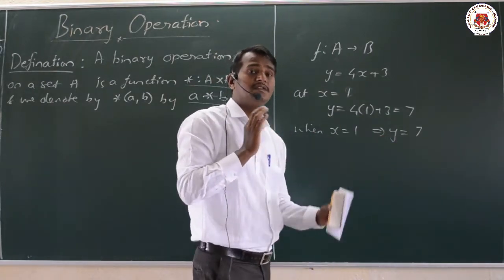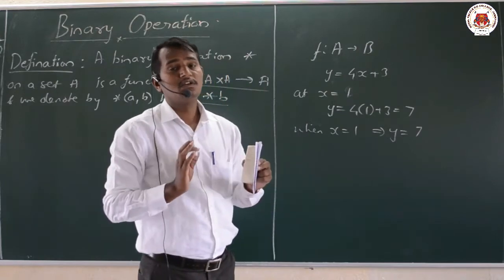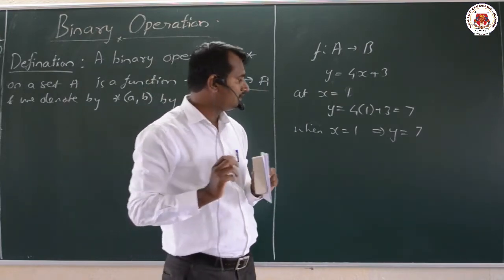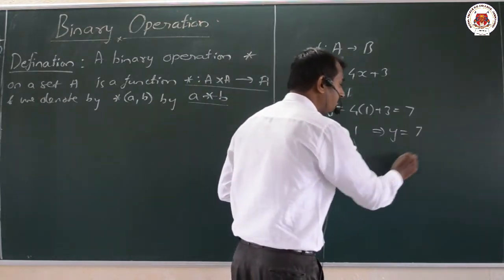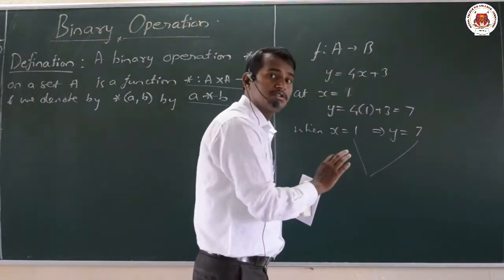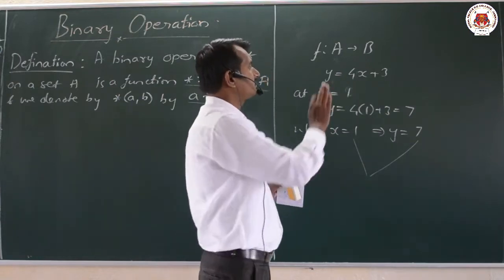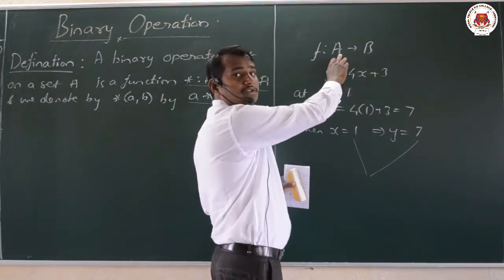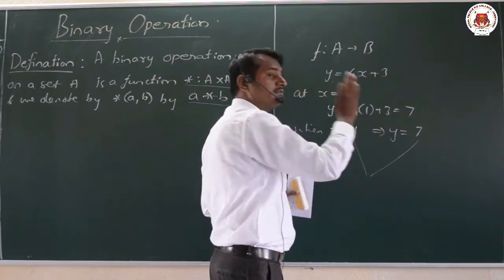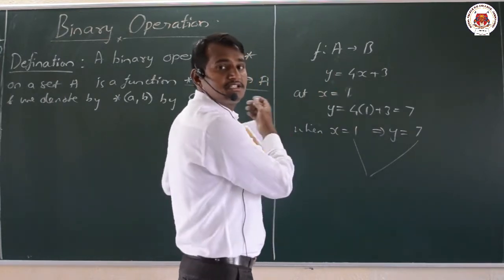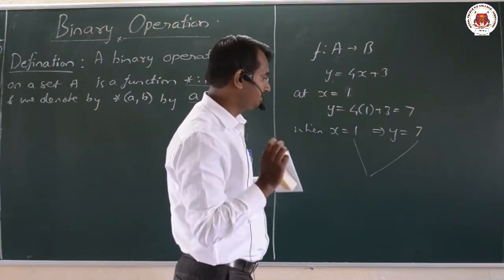Now we will give a little resemblance to our binary operation. What do you mean by binary operation? Binary operation means both input and output should belong to the same given set. Whatever the given set is, for example A, the input and output should belong to the same set. Then only can we say that it is our binary operation. That we shall see here.